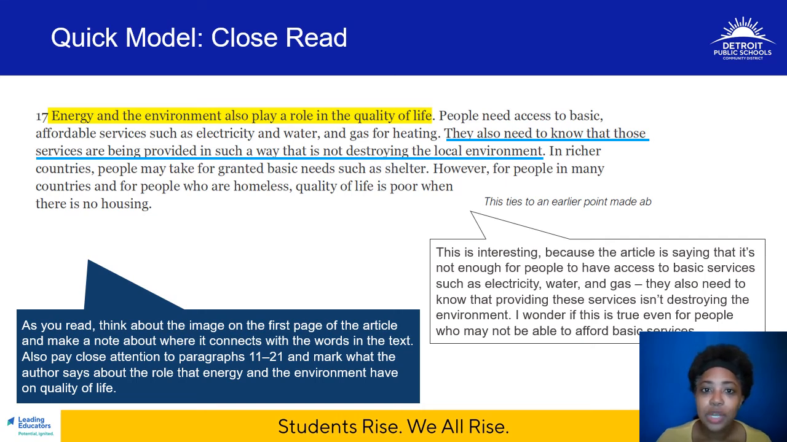Your annotations don't have to match mine, but you should be sure to keep your two close reading tasks in mind as you read. Again, you're going to be thinking about that image on the first page of the article and paying attention to how it connects to the words in the text. You should also pay close attention to paragraphs 11 through 21, marking what the author says about the role that energy and the environment play in quality of life. Pause the video and go ahead and do your rereading now.